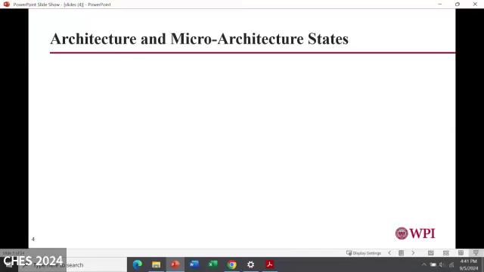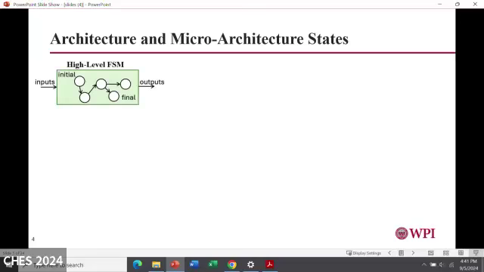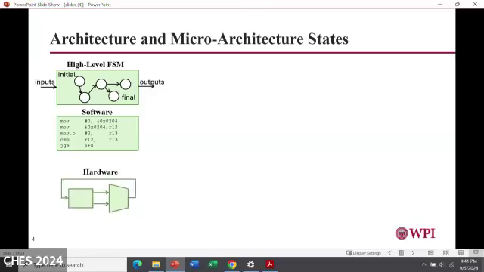Before going into Fault Detective, I wanted to introduce two very important concepts here. They are called architecture and microarchitecture states. For example, we have an application. It has the highest abstraction level, a finite state machine representation, which includes inputs and outputs and initial to final state transitions. A little bit deeper, we have the software level, which includes the assembly code. At the very bottom, we have our hardware, which includes gates, registers, and muxes, and the ISA sits in between here.